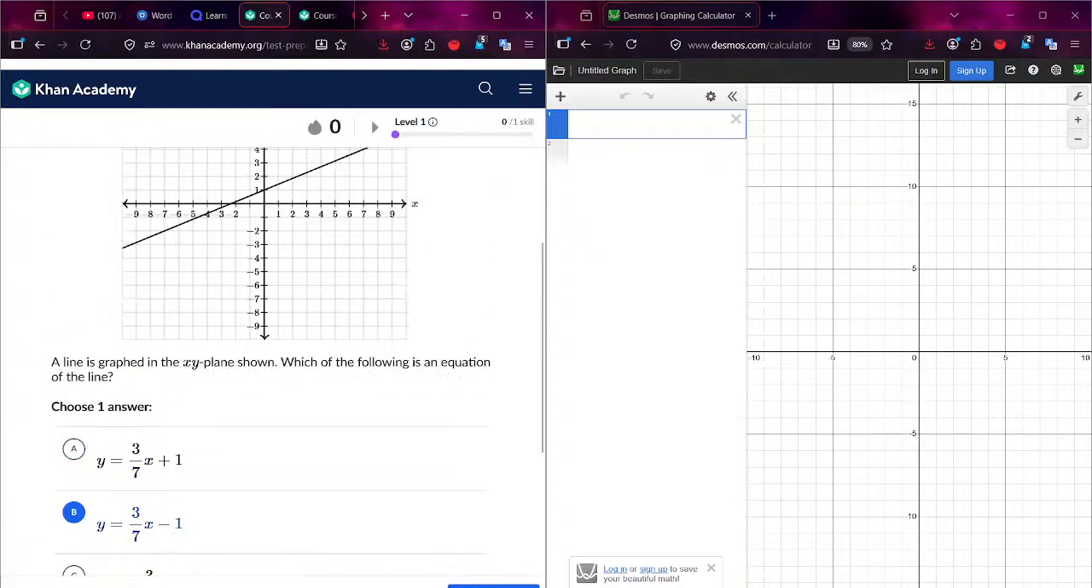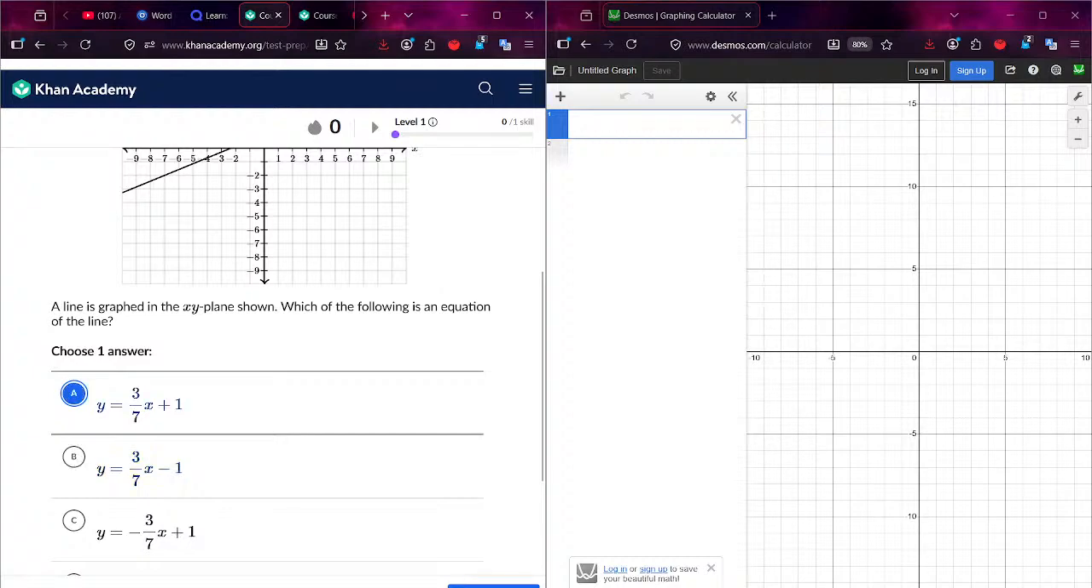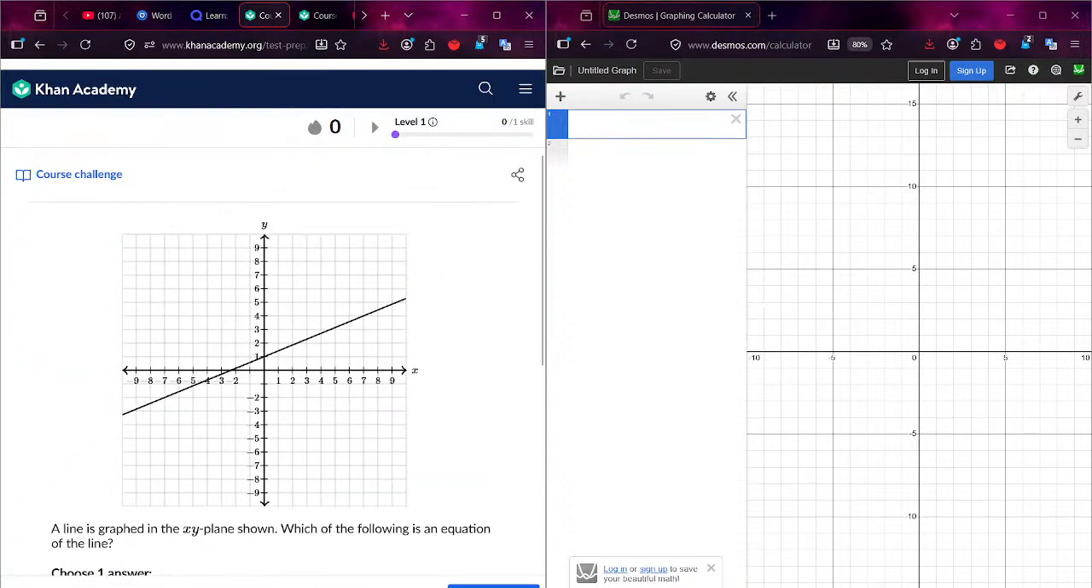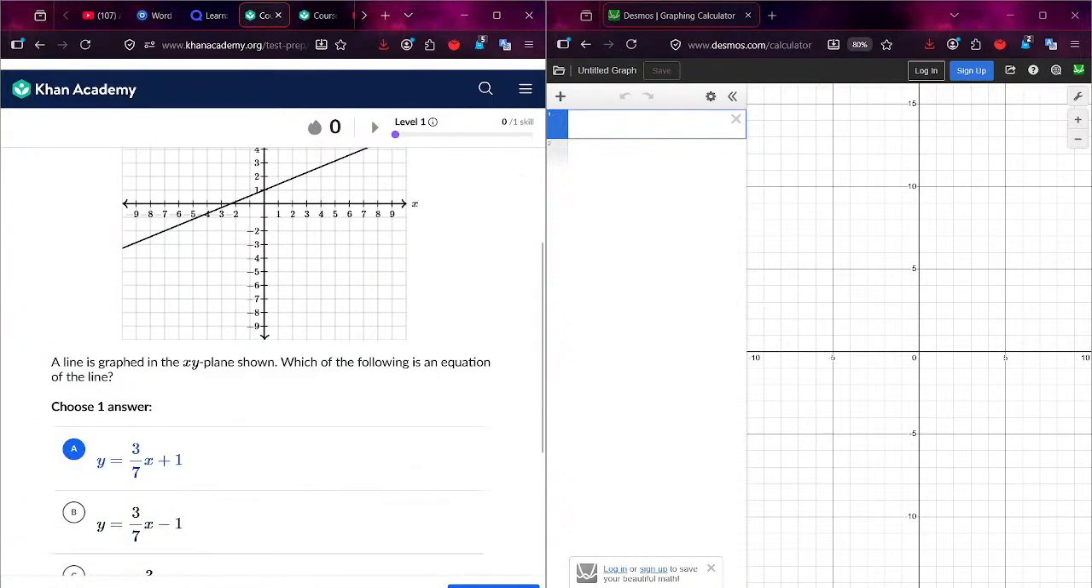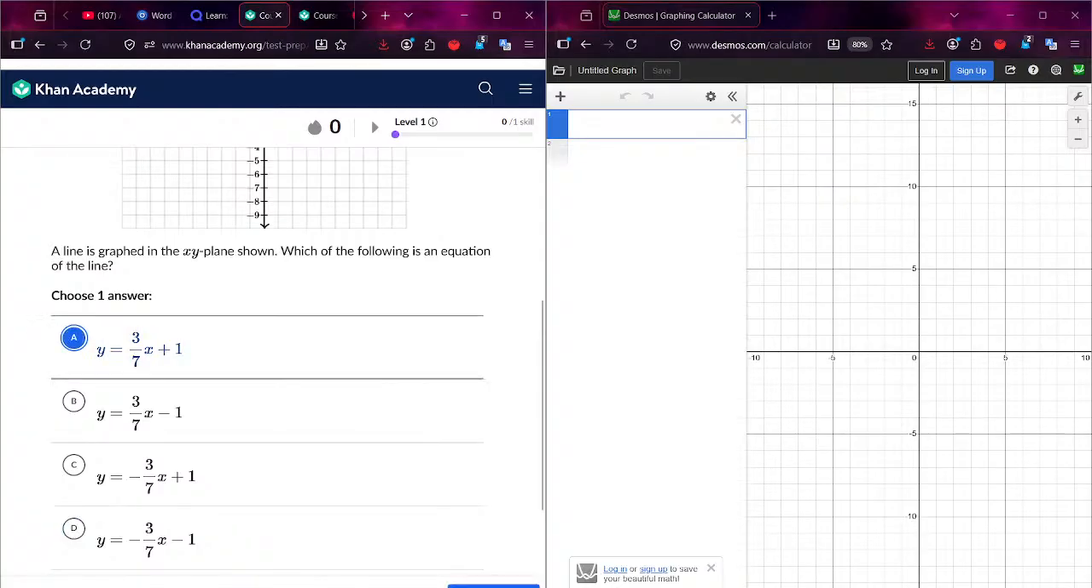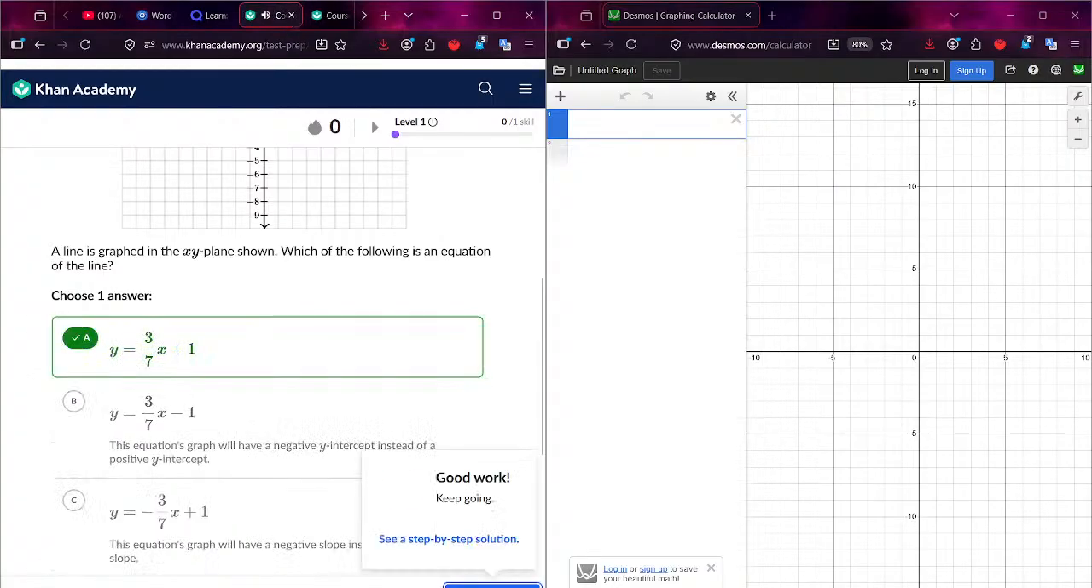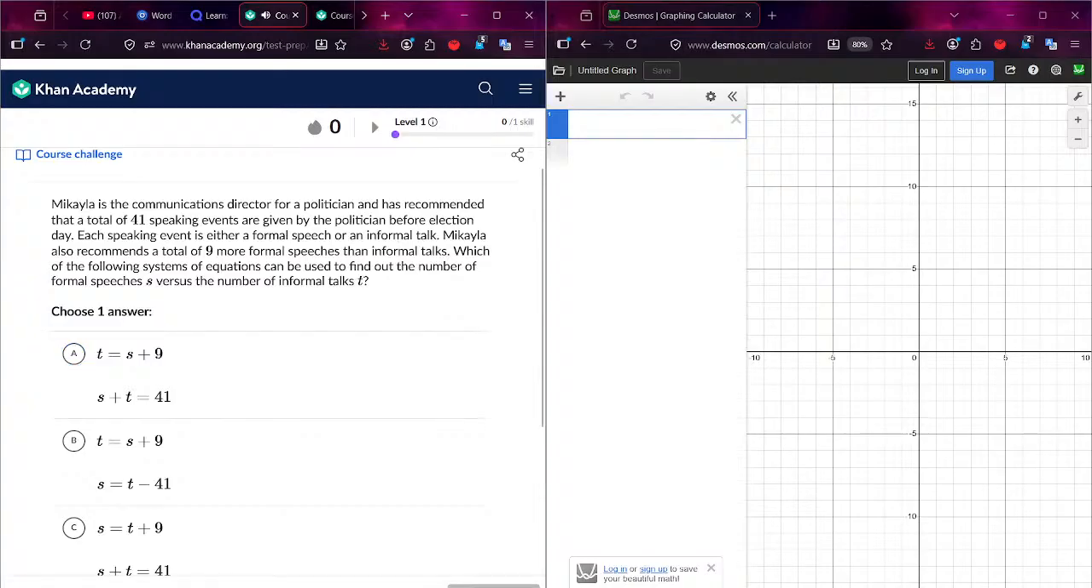Is it +1 or -1? This is going to be the intercept, the y-intercept. So where it intersects the y-axis. Here it's 1. So we're going to go with 1. Right. It's going to be correct.